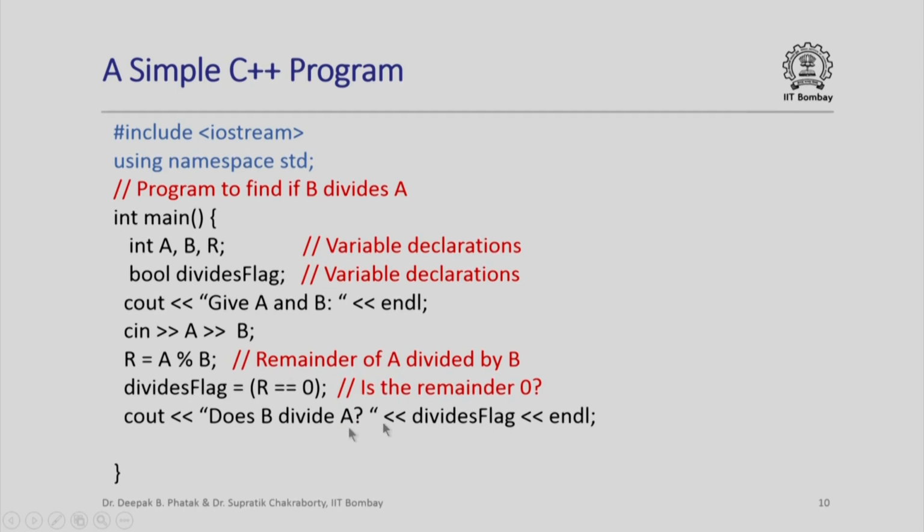So if b indeed divides a, we will see on our screen "does b divide a?" followed by a space and 1, because the boolean value true will be output as 1. If b does not divide a, we will get "does b divide a?" followed by a space and 0, and finally we return 0.